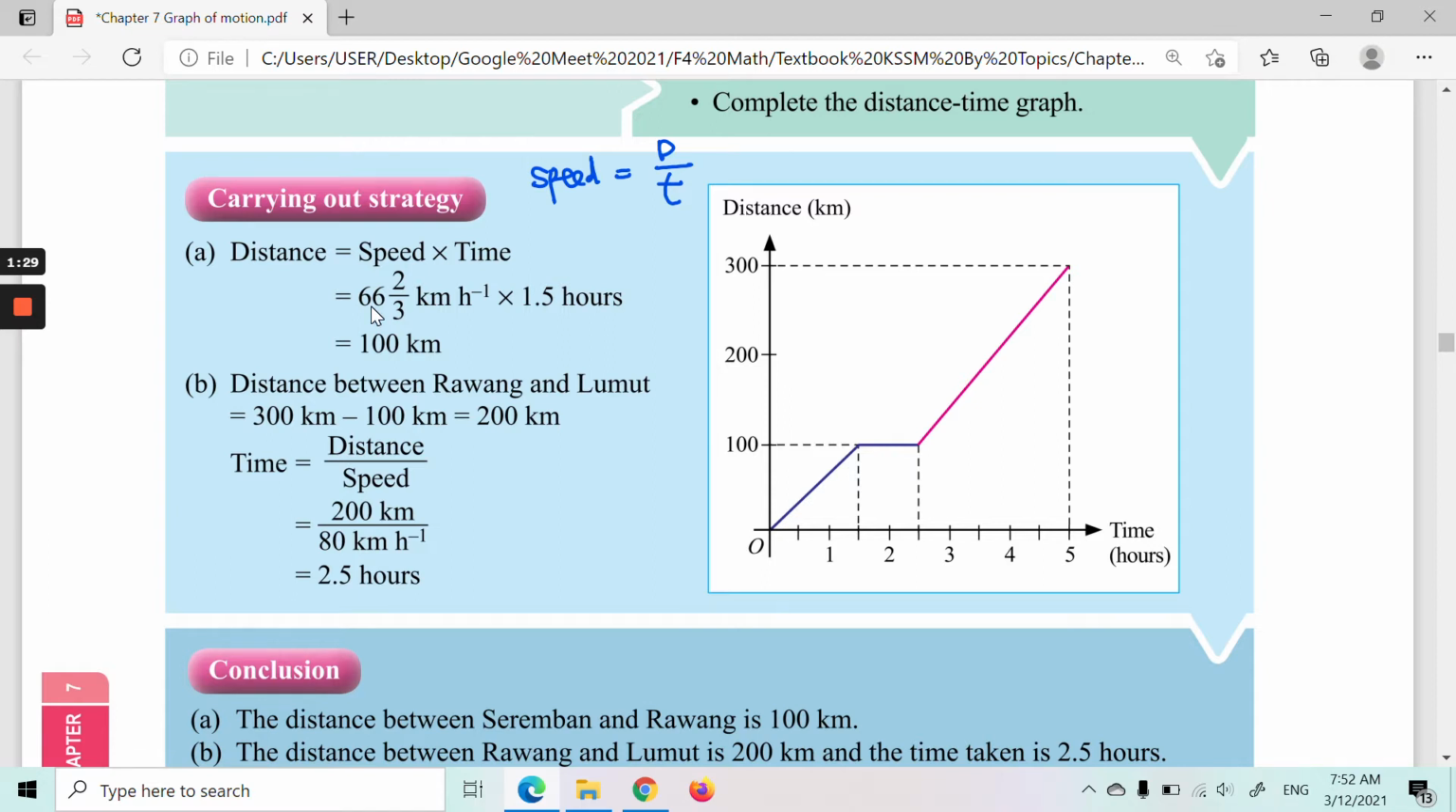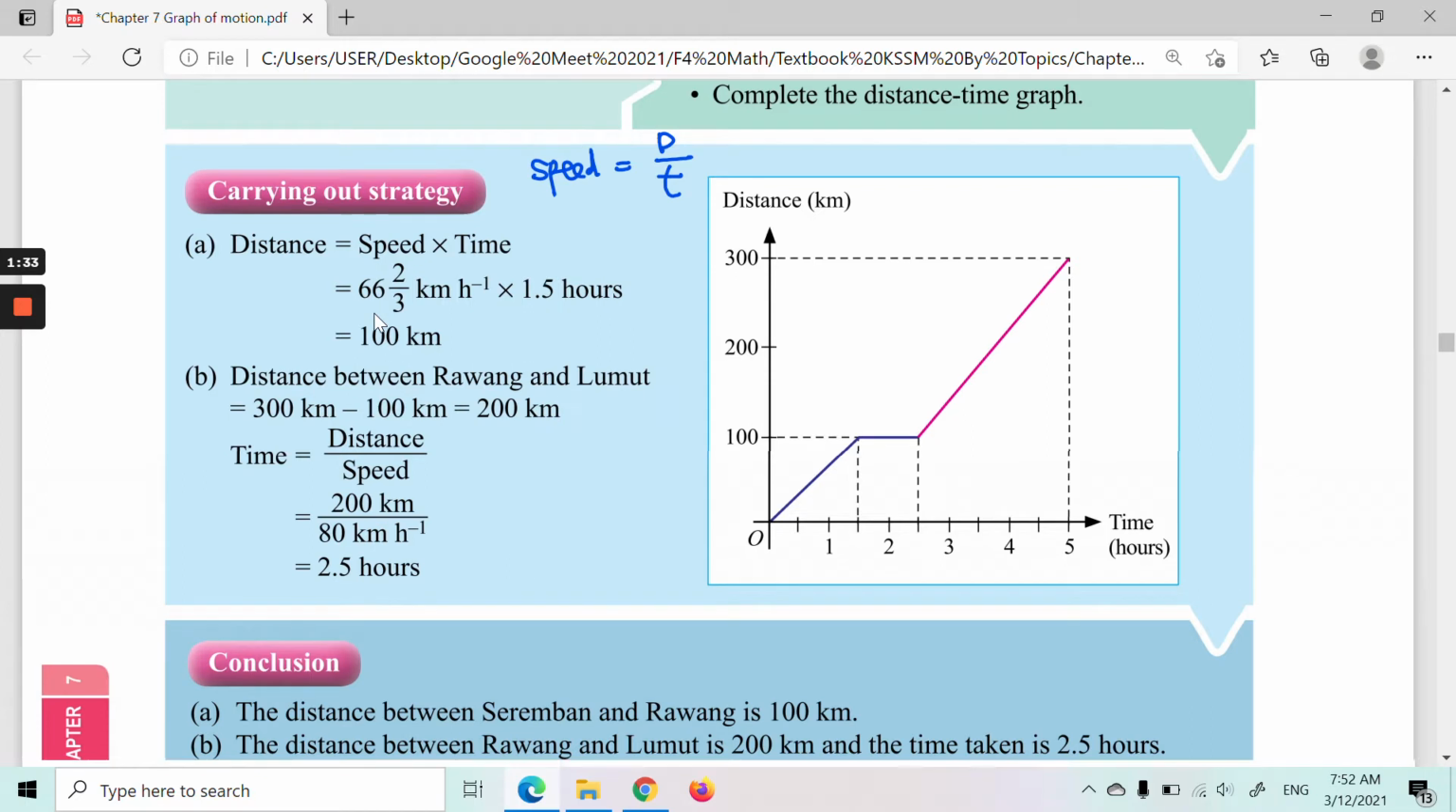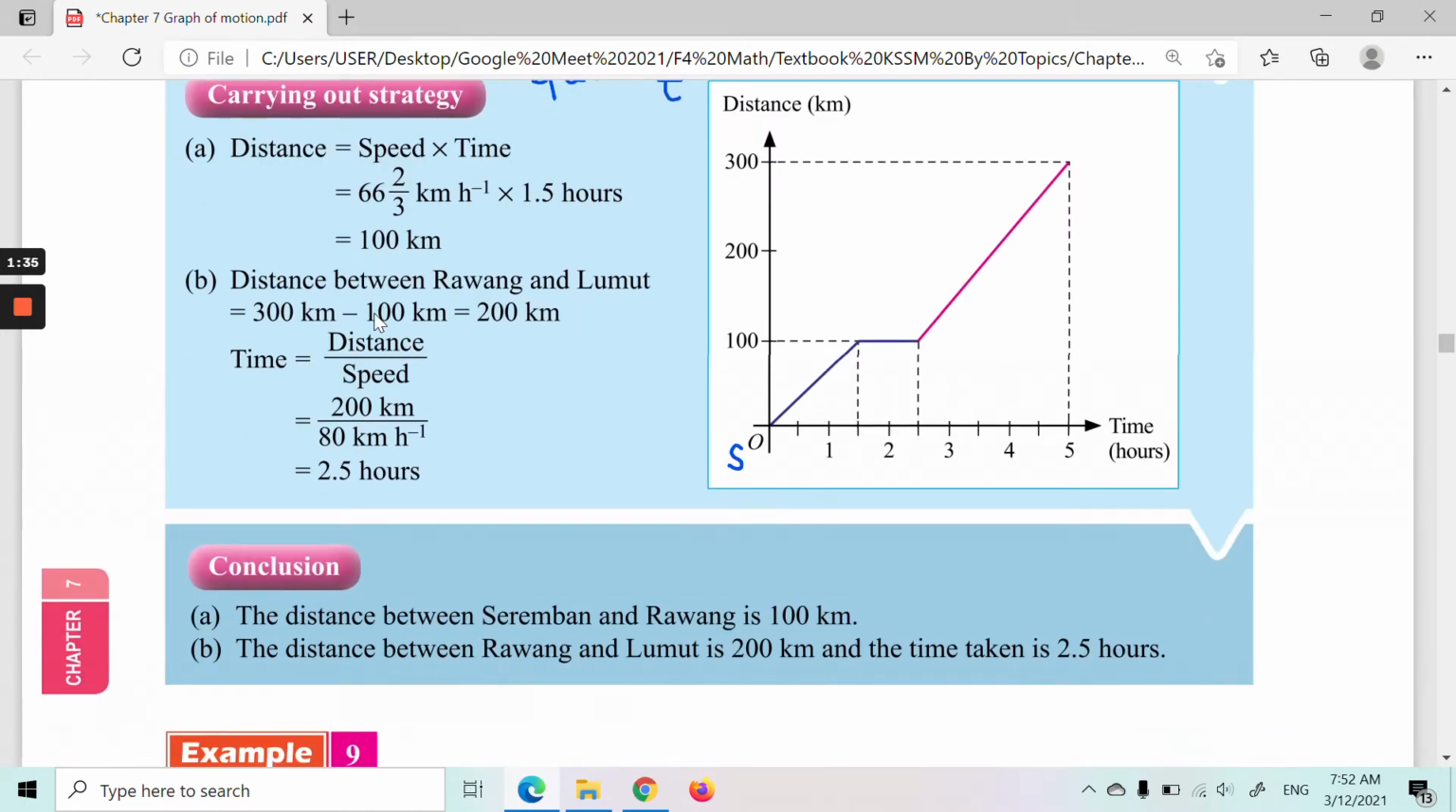So from the graph, this one is the original part. Here is Seremban, and then here is Rawang. From here to here, the given average speed is 66 2/3, and then multiply by the time from here to Rawang, which is 1.5 hour. So multiplying it, you get 100 km.